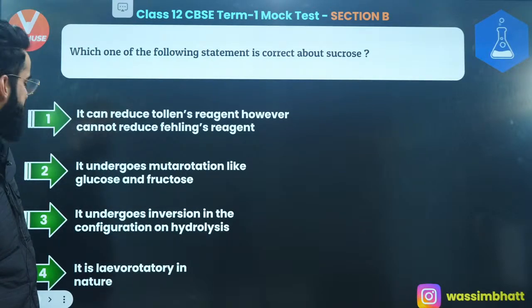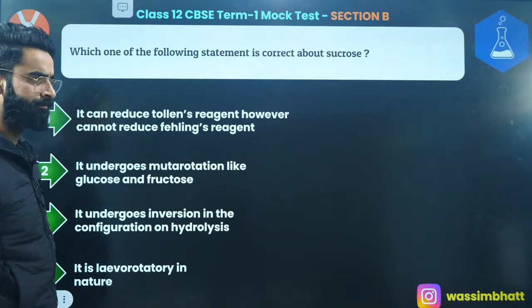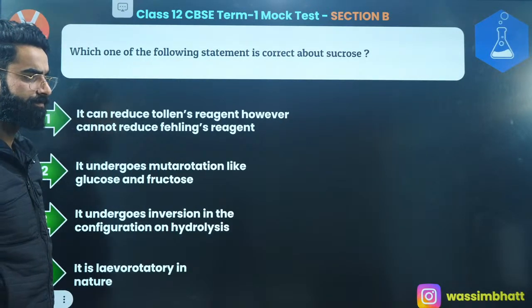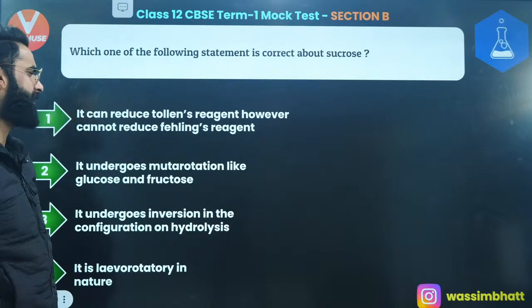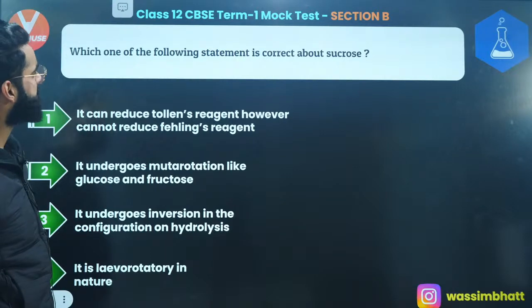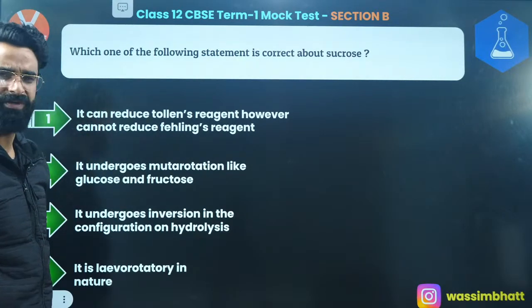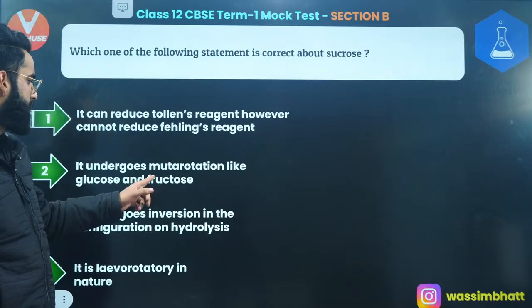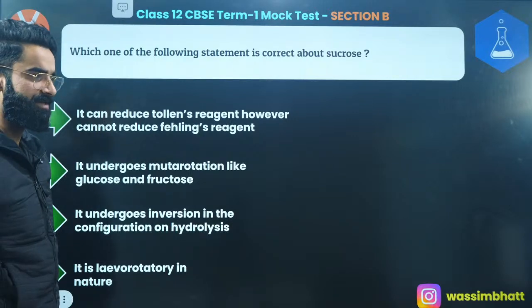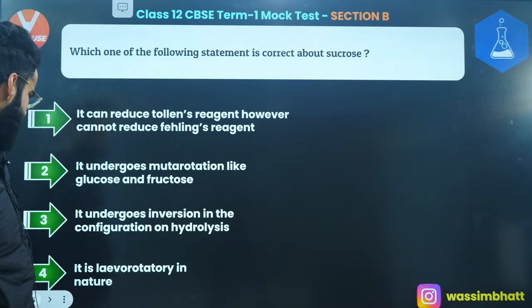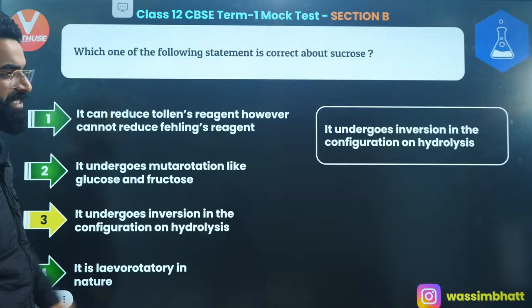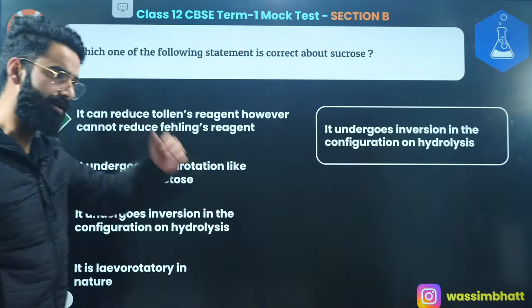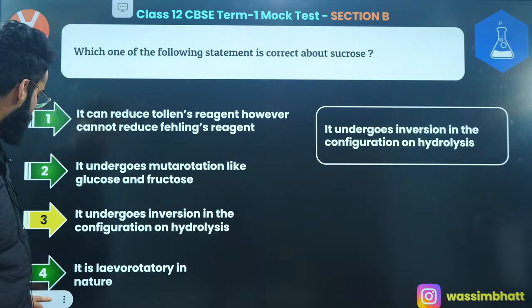Okay, which one of the following statements is correct about sucrose? This is something which you can solve on your own. Let me know fast. Which of the following statements is correct about sucrose? It can reduce Tollens' reagent, however, cannot reduce Fehling's reagent. Is it right? We are supposed to see which of the following statements is correct. The first one is absolutely incorrect. It undergoes mutarotation like glucose and fructose. Is it right? No, it's again incorrect. It undergoes inversion in configuration on hydrolysis. Yes, that's the correct one. We were supposed to see which one is correct, so it's absolutely going to be option C. It actually undergoes inversion of configuration during hydrolysis, right? So option C was the one which was correct among all.